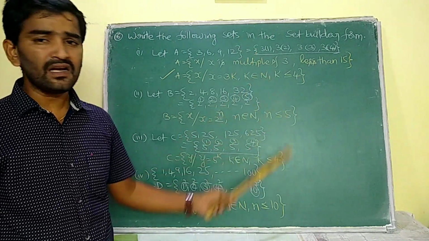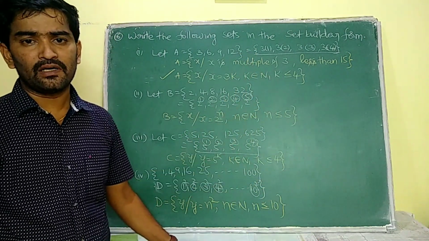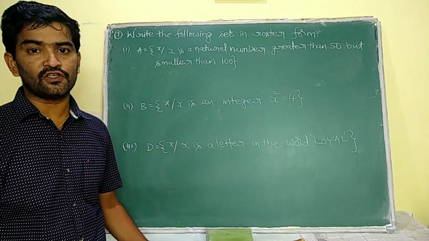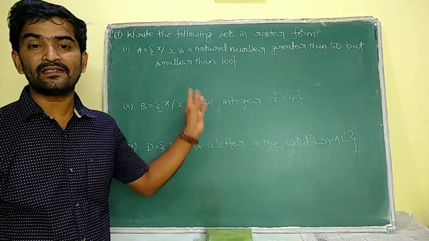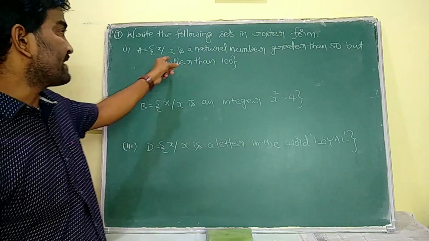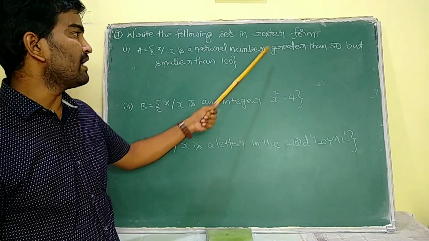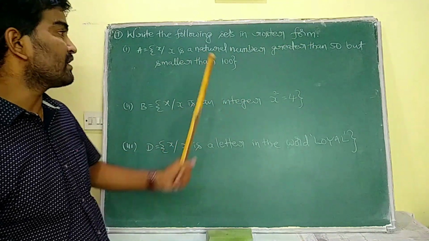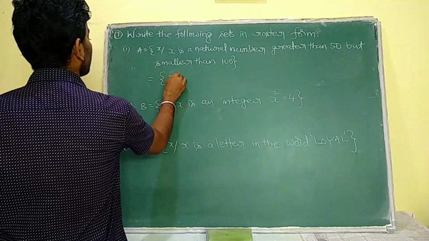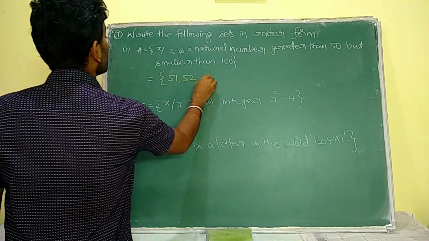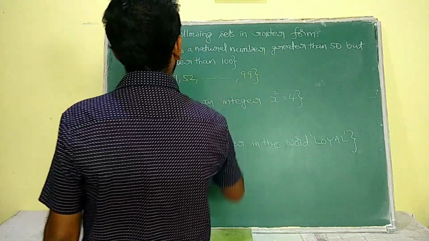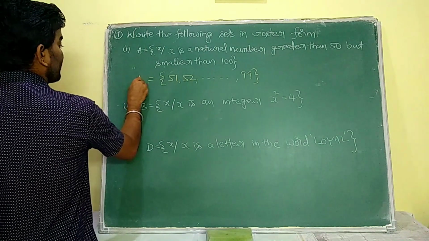These bits are very important. I hope you understand. The 7th question: write the following sets in roster form. He gave us the sets in set builder form. Now we have to write them in roster form. Here, x says that x is a natural number greater than 50 but smaller than 100. I have to write all the natural numbers which are greater than 50, that means 51, 52, and so on. Smaller than 100 means up to 99 I have to write. Understand? This is our set A.